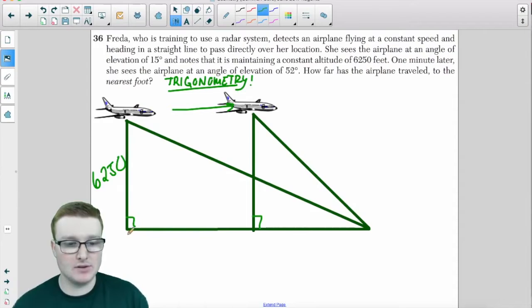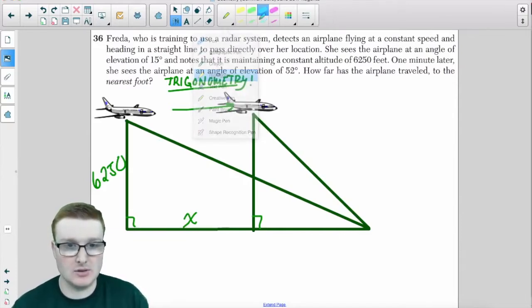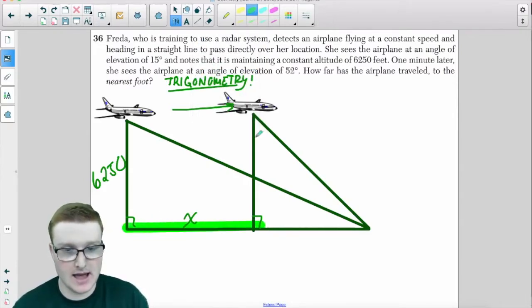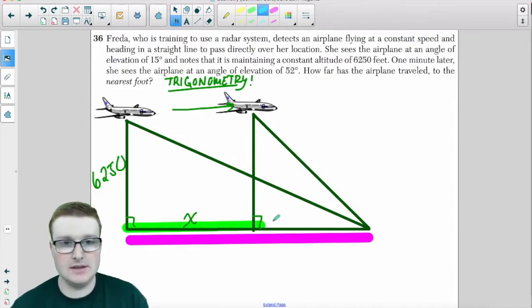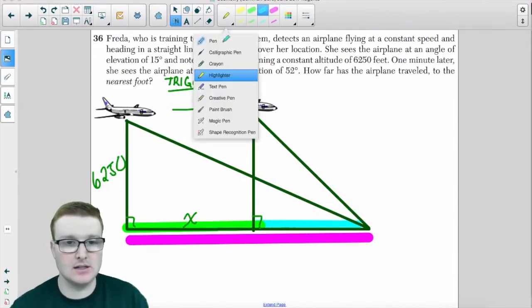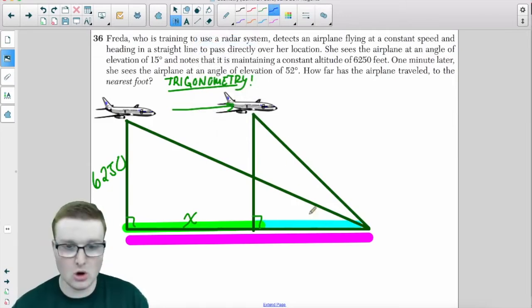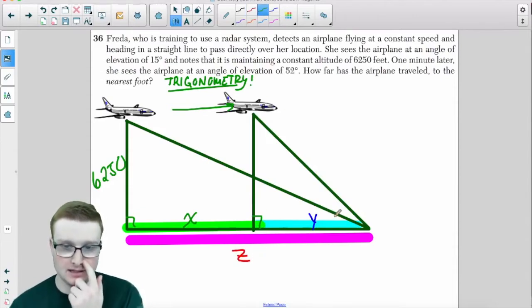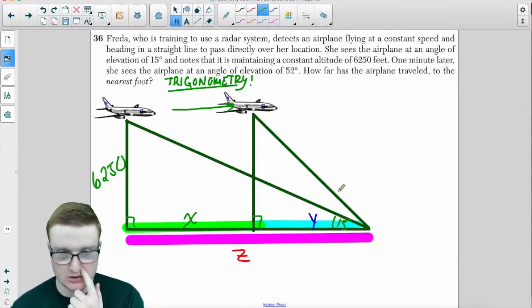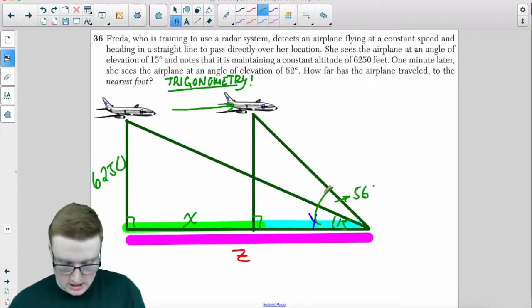So the plane traveled from here to here. I'm going to call this distance X. I'm going to call this distance Y, and I'm going to call this Z. And you'll see why in a moment. The little angle, the little baby angle, is 15 degrees, and the big one is 56 degrees, okay?